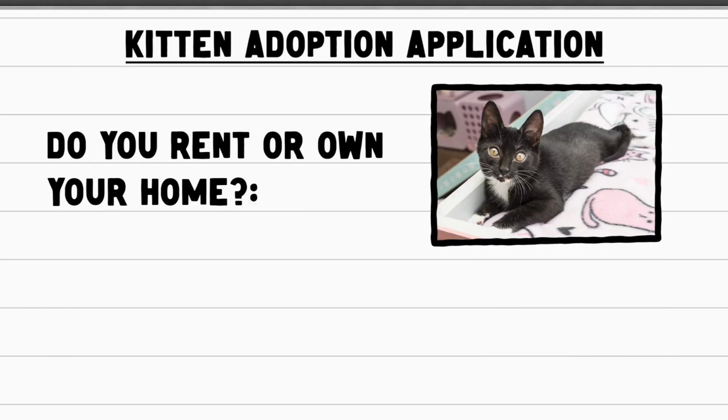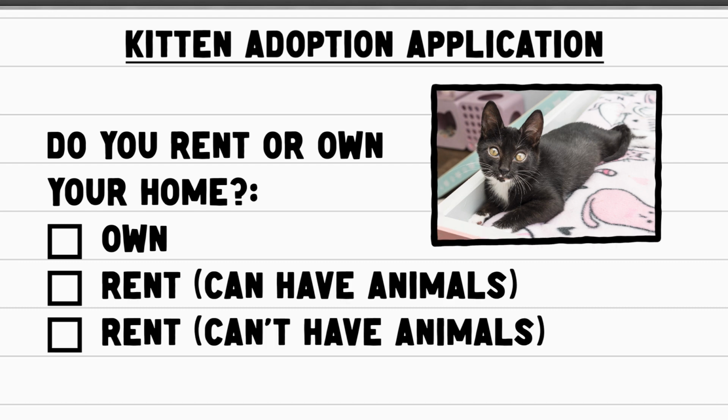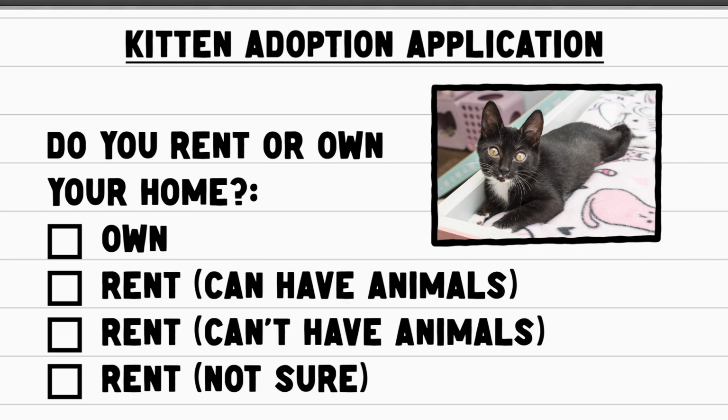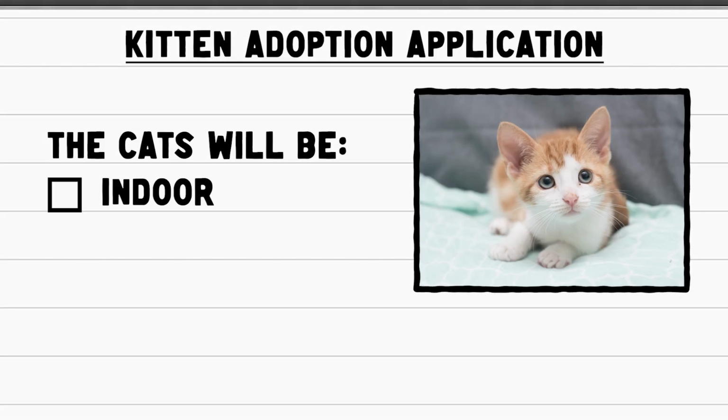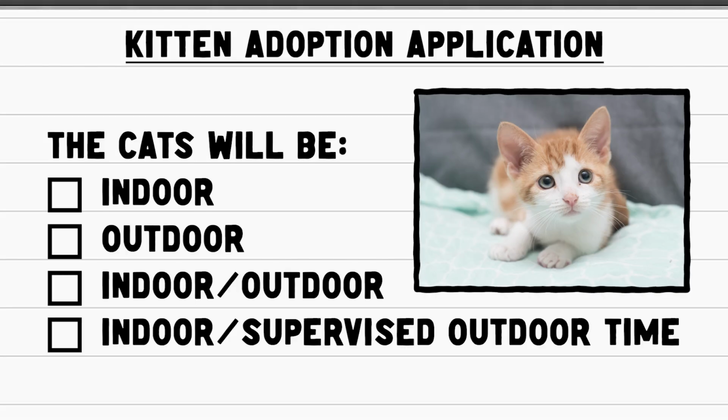Do you rent or own your home? They can select from owning or renting and they can have animals, renting and they can't have animals, renting and they're not sure. It's a good idea to know if this is a person who is allowed to have animals in the home. The cats will be indoor, outdoor, indoor-outdoor, indoor with supervised outdoor time. There are a lot of different philosophies on whether cats should be indoor, outdoor, indoor-outdoor. For me personally, with our rescue, we adopt out to indoor homes, but we highly encourage supervised outdoor time in something like a catio or even harness training and taking your cat on a walk.